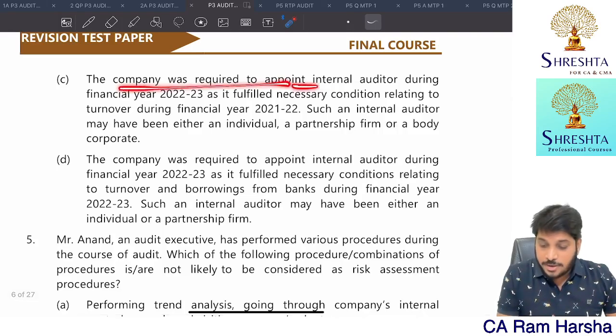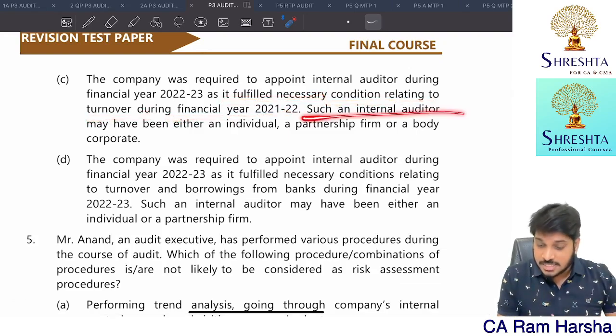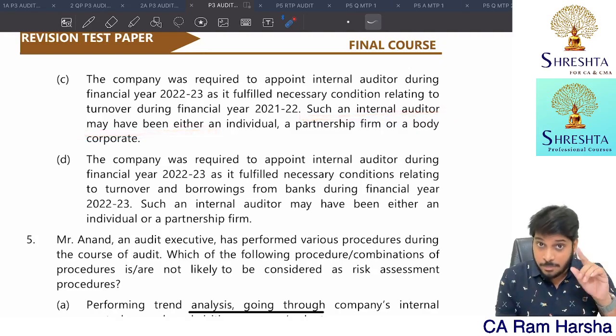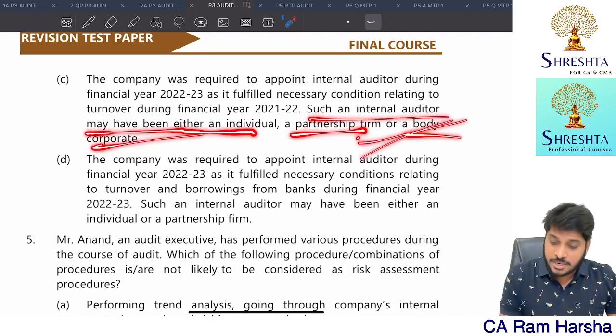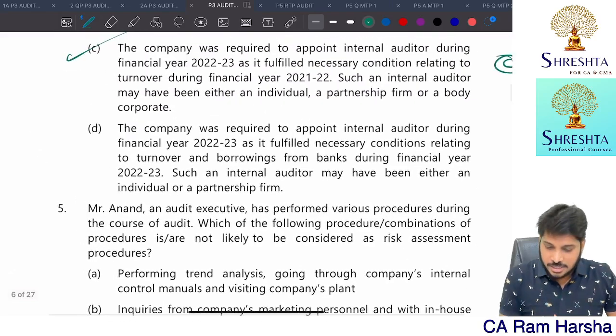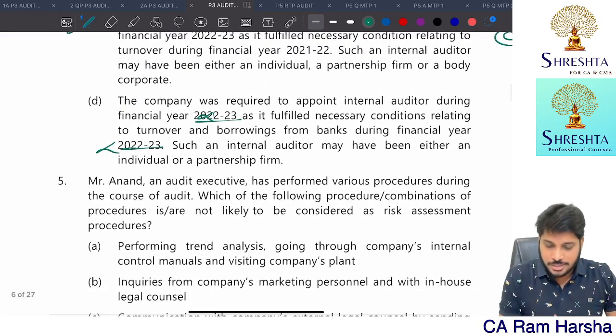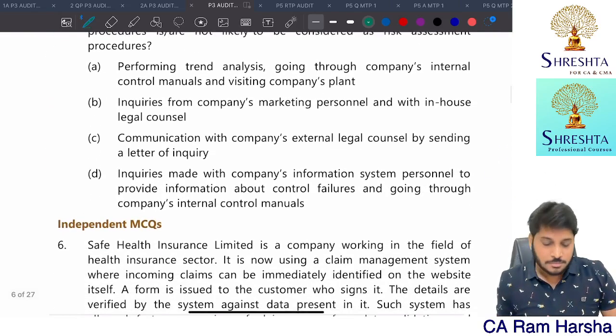The company was required to appoint an internal auditor during the year 22-23 as it fulfilled a necessary condition relating to turnover during 21-22. Correct? Remember, the borrowings criteria is not fulfilled. Borrowings is 75 crore only. Such an internal auditor may have been either an individual or a partnership or a body corporate. That's it. Answer is C. D, 22-22, is wrong. For 22-23, 21-22 is the criteria.